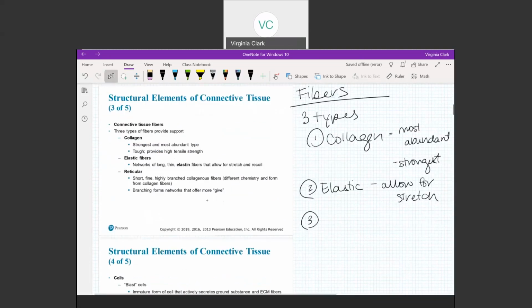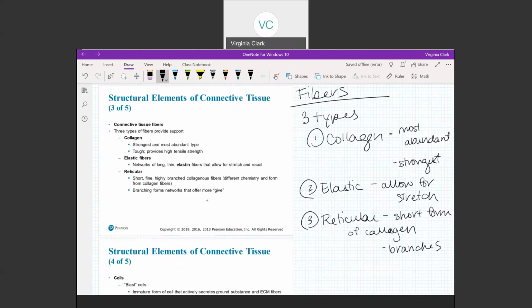And then the third type of fiber is going to be a reticular fiber. And a reticular fiber is going to be a shortened, fine form of collagen. So it's going to fall into the first category from its overall structure, but it's not going to be as abundant. When these come together, essentially they're going to branch a whole lot more in order to give a little bit more give. So it's not going to stretch as much, it's just not quite so strong. There's going to be a little bit of flexibility to it. So these are the three types of fibers. As we go through, you'll be able to see these.